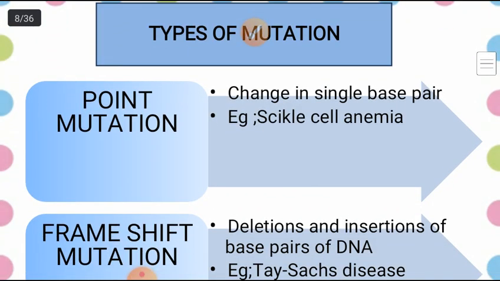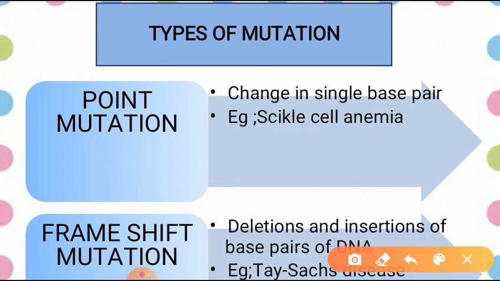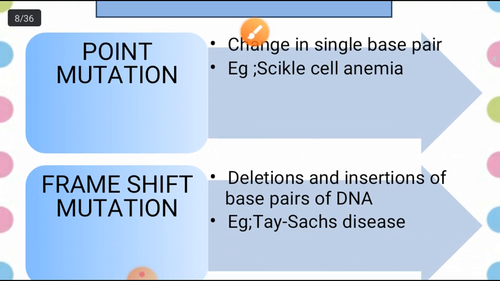Now let us pass on to what are the types of mutation. There are two types of mutation. One is called point mutation and the second one is called frame shift mutation.